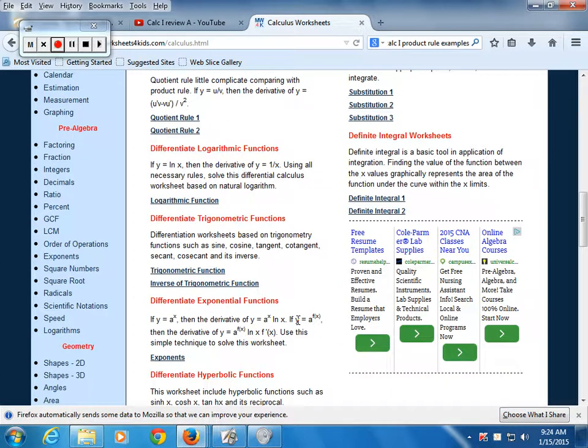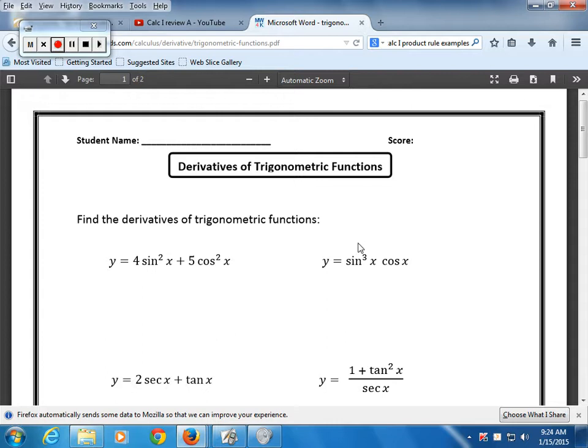The trig functions, I'm not going to go into the trig functions that much because that's something you should have memorized. The derivative of the sine is the cosine. The derivative of the cosine is the negative sine. So on. So you should know those.